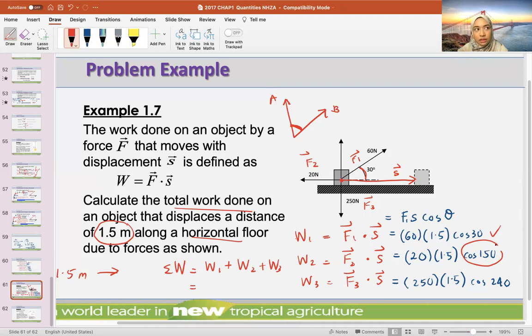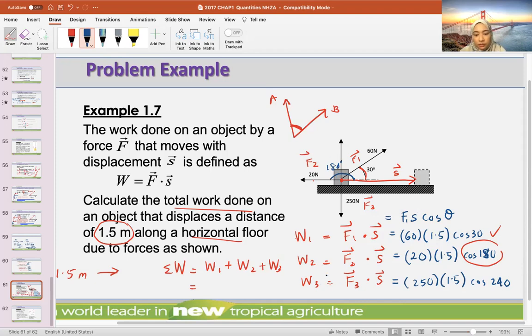Anyone wants to revise? Anyone is saying this is correct? What is the angle between these two vectors? 180. Sebab kita tengah cakap pasal S dengan F2. Kita tengah cakap pasal F2 dengan S, not F1 and F2. Kalau F1 dengan F2, yes, it would be 150. But now, the equation is F2 with S. So the angle is 180. Okay, so this becomes 180. But good try. It shows me that you are thinking about F1 and F2, which is nice as well.